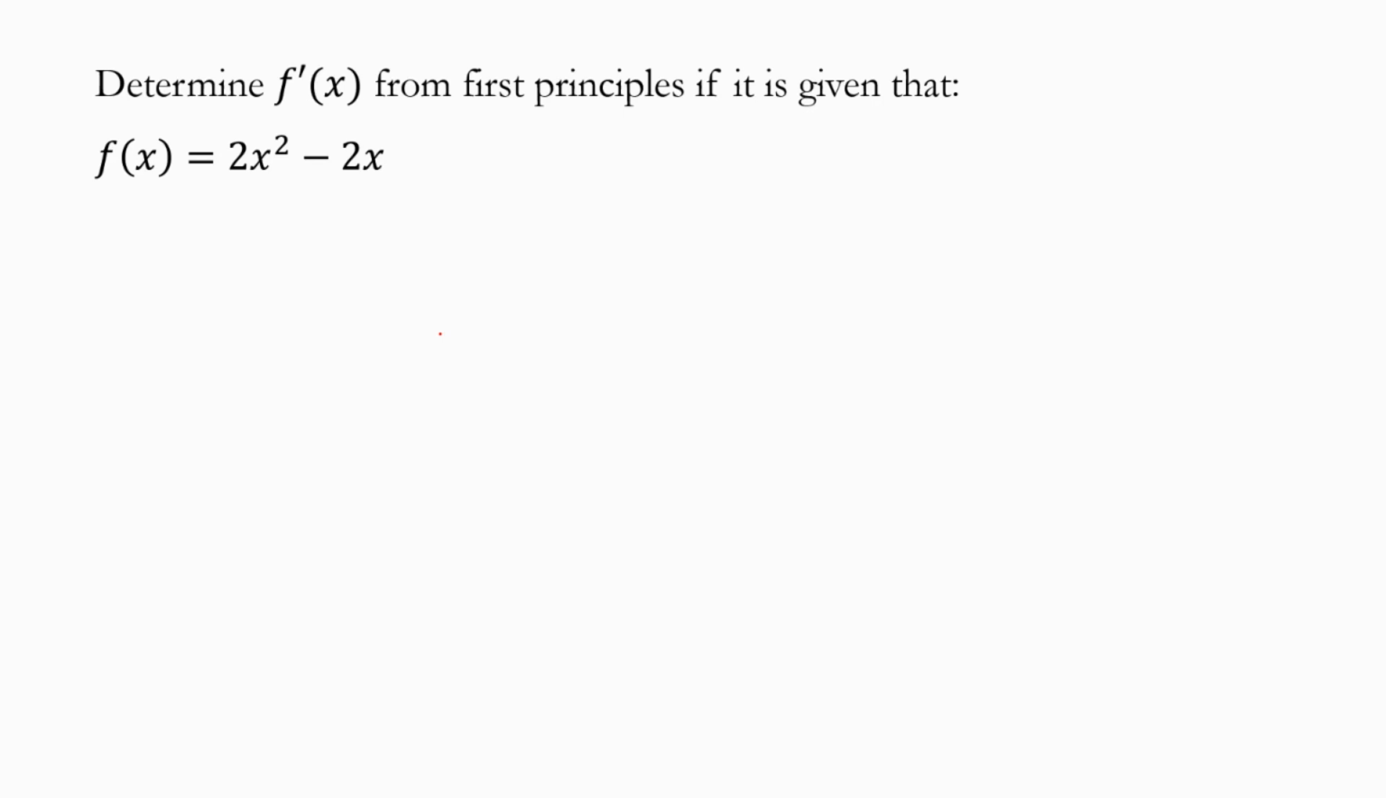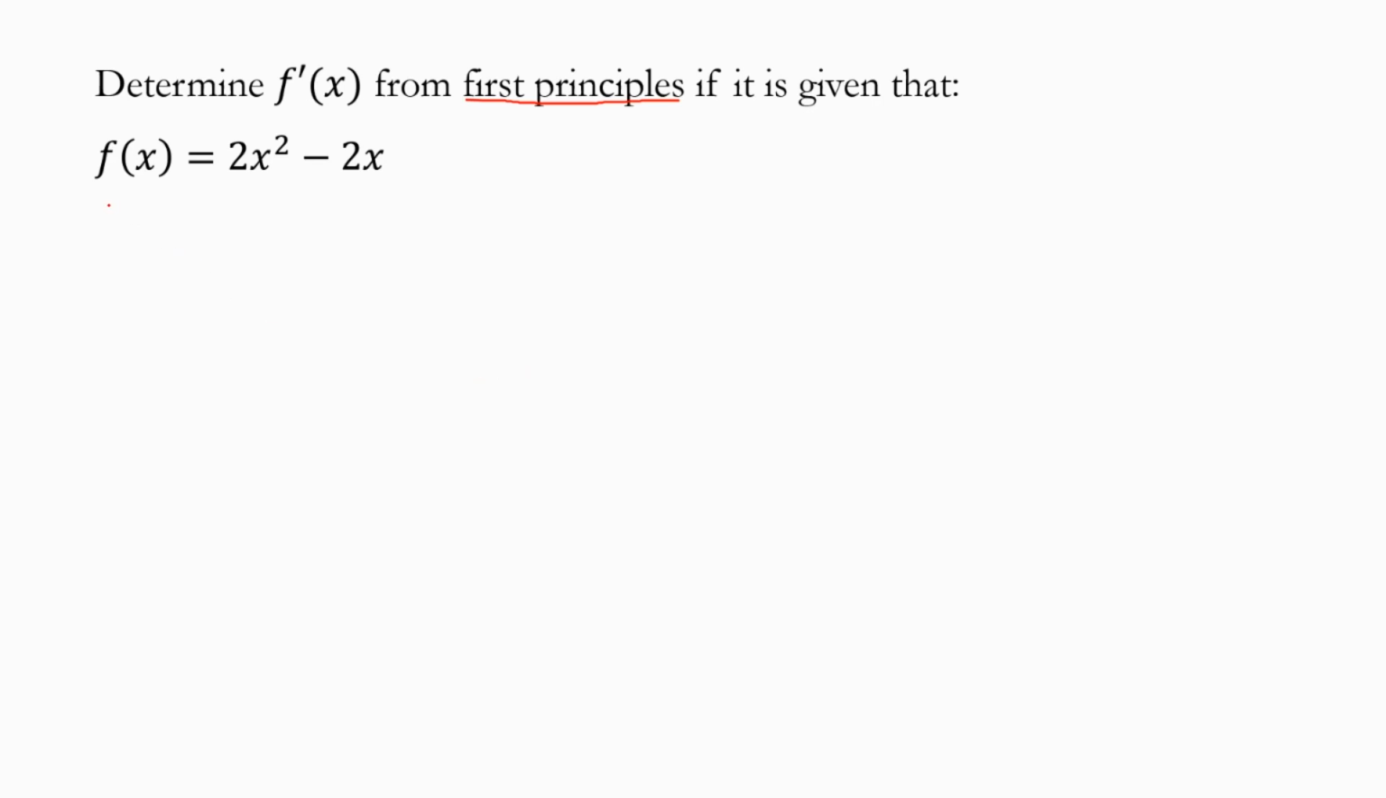We may already know the answer using the rules, because when you're using the rules, this is 2 times 2, which is 4, and then 2 minus 1, which is 1. So this is 4x minus 2. So our answer must be 4x minus 2. But we have to do all the steps using the first principles. If you use rules, you're not going to get the marks. You have to make sure that you use the first principles. So what do we start with?